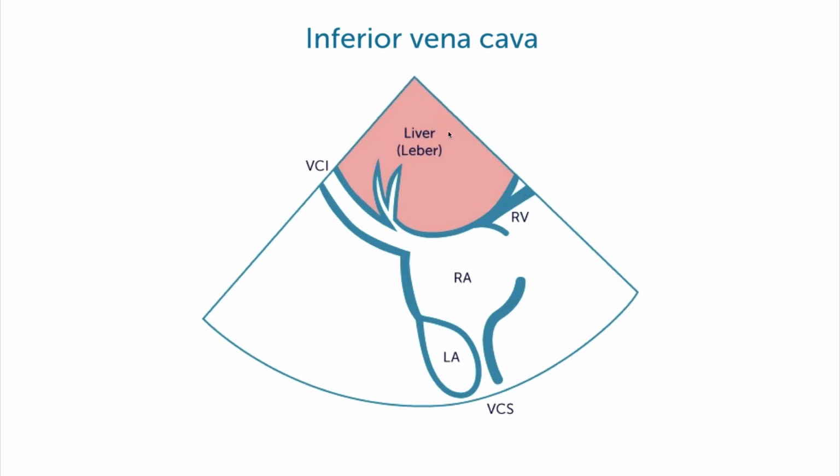What will we see? The liver again as the organ which is closest to the transducer, and then parts of the right atrium, maybe a little part of the tricuspid valve and the right ventricle, but mainly we'll be looking at the inferior vena cava. Let's see how we can do this in a patient.